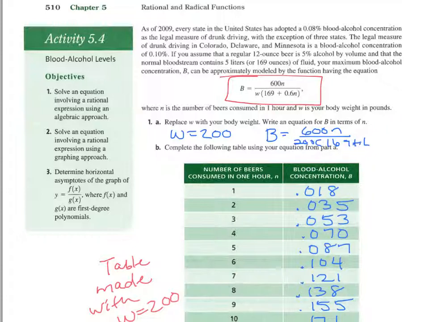plus 0.6n. Eventually we're going to be able to plug in a value for B and figure out how many beers it is going to take to get this blood alcohol. That's where we're going. That's what we're trying to do to solve these rational equations.